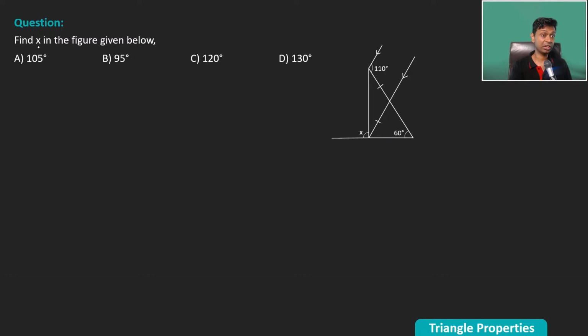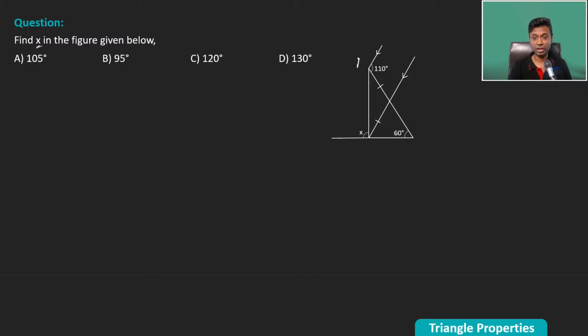Find x in the figure given below. We need to find x, which is outside, and these two lines are said to be parallel. This seems to be a very interesting question, so I'm going to do as much detail as possible. Whatever we can find, I'm going to add that in. These two are said to be equal.